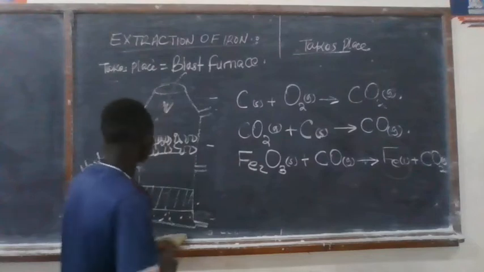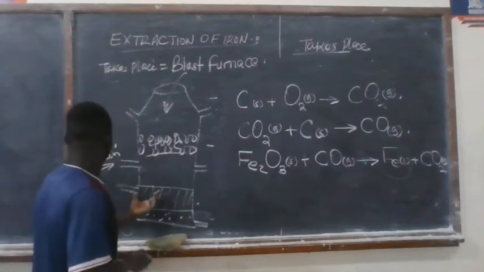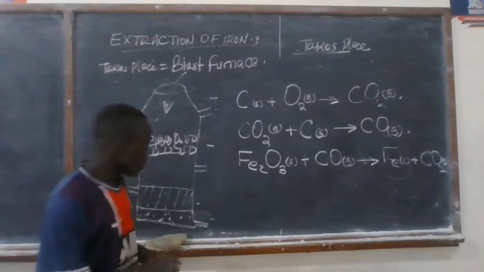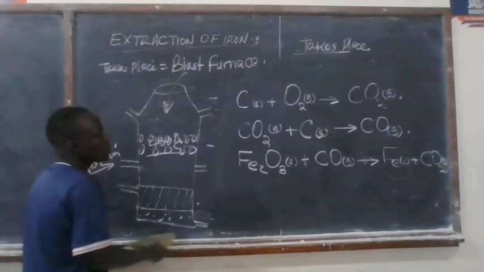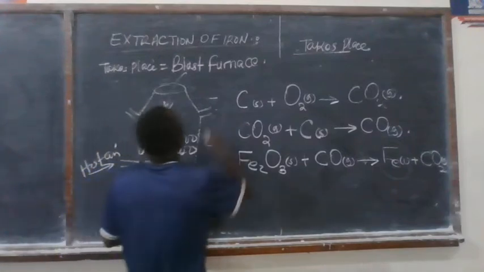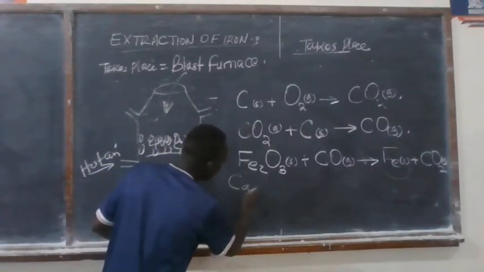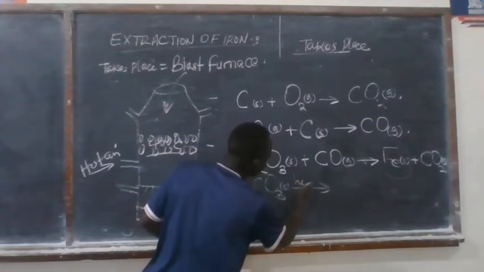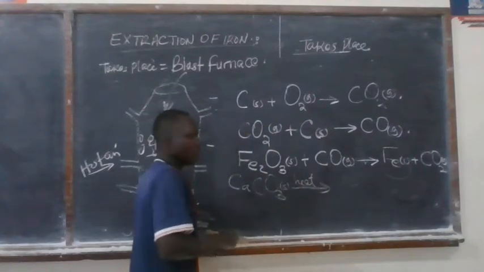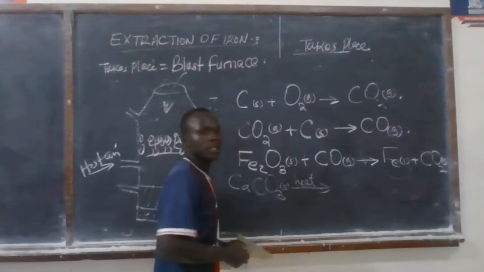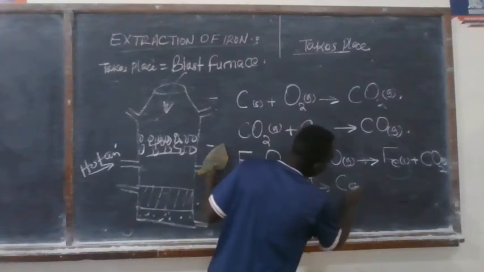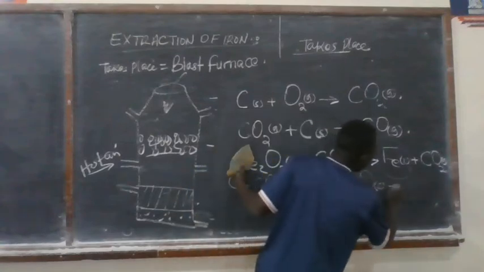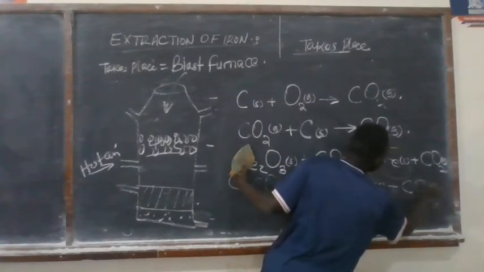Then we also have our impurity. We have to remove the impurity present. So to remove these impurities, limestone, which is calcium carbonate, due to the hot air present, heated to the temperature of 400 degrees Celsius, will be decomposed to calcium oxide, which is also known as quicklime, and carbon dioxide gas.